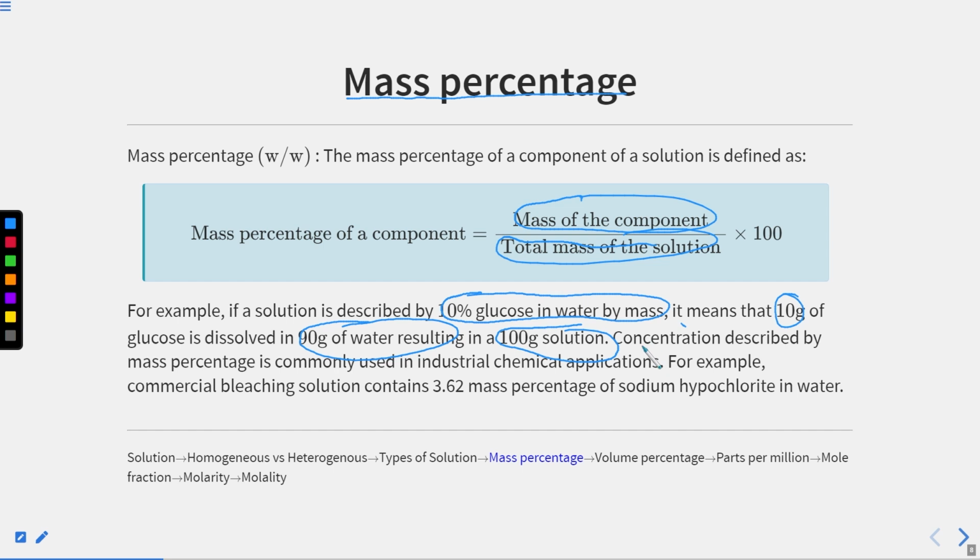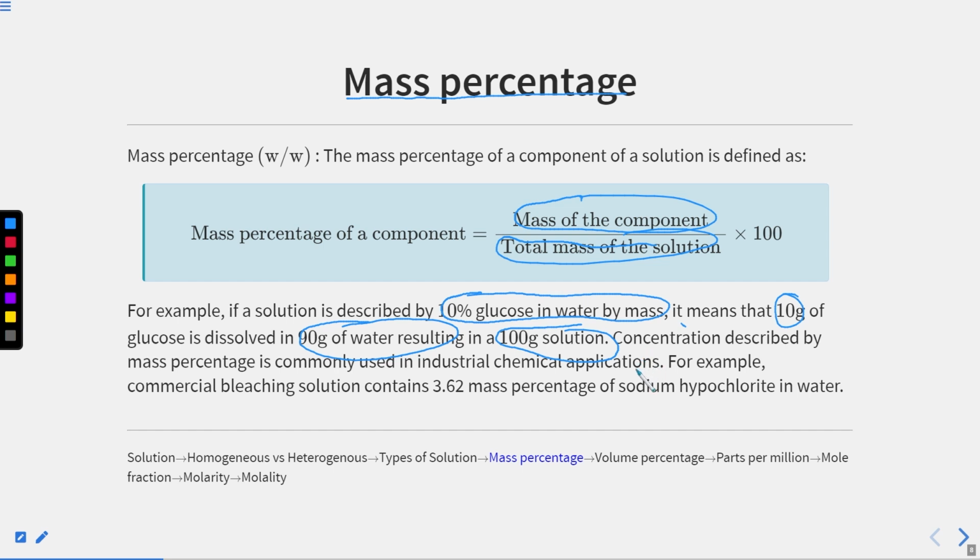Now this has varied applications. If you take any industrial product, in most of them you will find at the back that their ingredients, or components, are described by mass percentage, that this percentage of this thing is present in this product, or this percentage of that thing is present in this product.